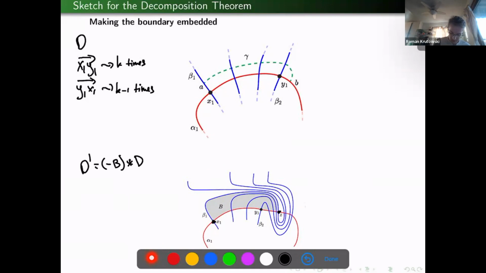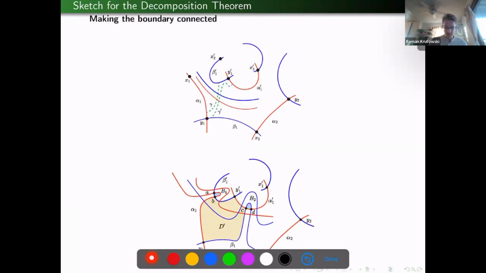And one can see that in this collection, the curve Y1Z is now covered K times, and the curve Z Y1, oh, I'm sorry, K minus 1 times, and this is covered K minus 2 times. So we decrease the number by 1. And nothing changed on other curves in this picture. So proceeding in this fashion, we can make sure that the boundary is embedded.